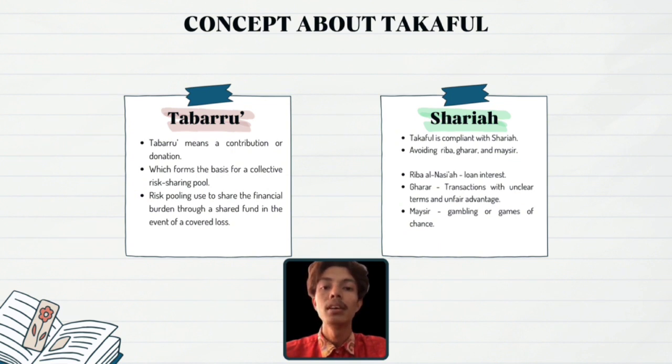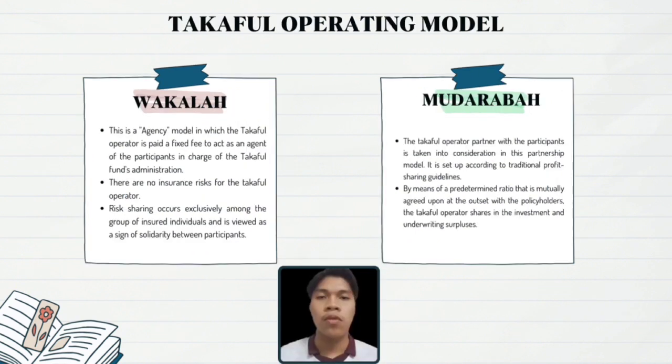Next is gharar. Gharar means uncertainty. For example, transaction with unclear term and contract that provide an unfair advantage that can lead to exploitation. The last one is maisir. Maisir refers to gambling or game of chance and is considered impermissible under Sharia principle.